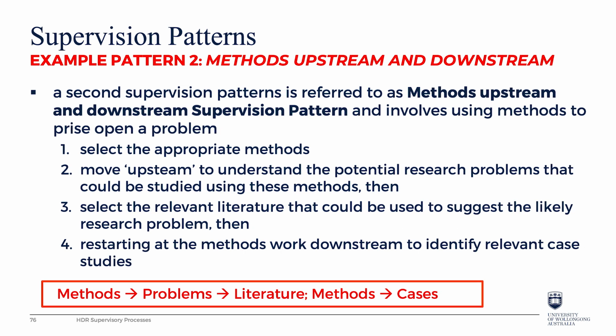Another pattern is methods upstream and downstream. So what's going on is we move backward through methods, problems and literature, and then also downward from methods to cases. So we select appropriate methods, we move upstream to understand the research problems, and that can be studied with these methods, and then we look at relevant literature that also talks about them and the research problem, and then restart at the methods and work downstream to the cases. So that's a second supervision pattern.